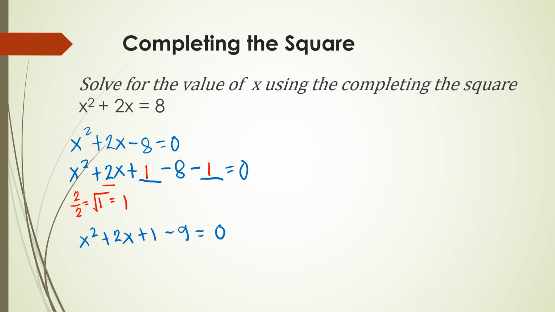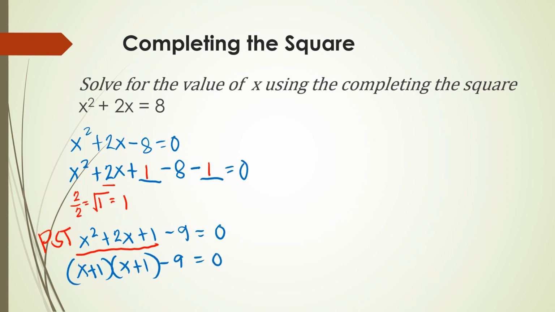Now, hindi kasama si 1 kasi si 1 is part of the perfect square trinomial. So, may nakuha na tayong perfect square trinomial. So, if you have the perfect square trinomial, gagawin natin siyang square of binomial. So, magiging x plus 1 times the x plus 1 minus 9 is equal to 0.